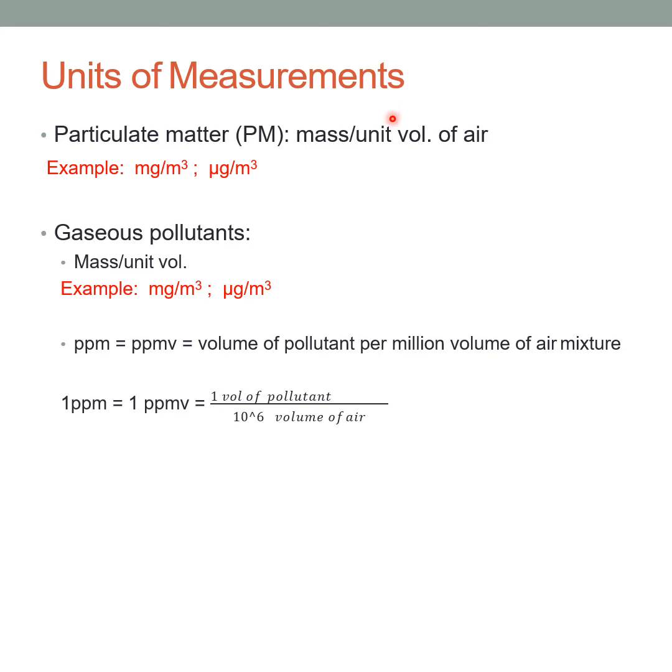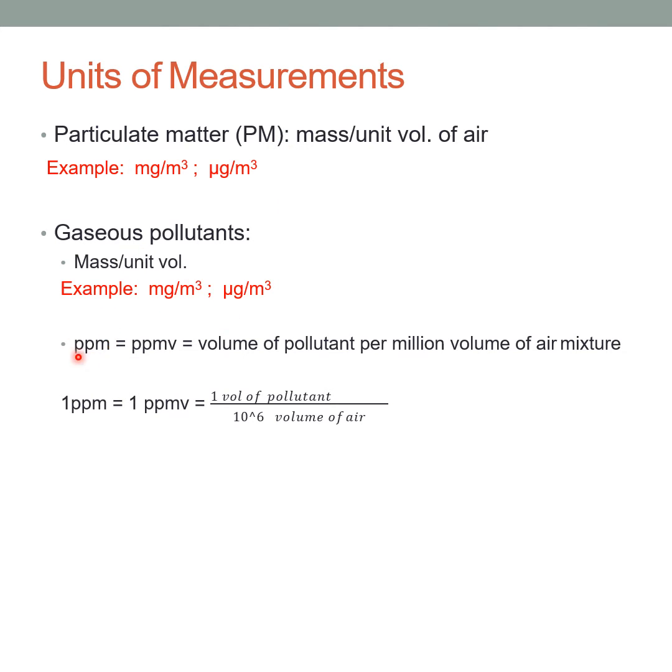Units of measurement. Particulate matter is measured in mass per unit volume of air, and its unit is milligram per meter cube or microgram per meter cube. Gaseous pollutants are also measured in mass per unit volume, and the unit is the same as for particulate matter.